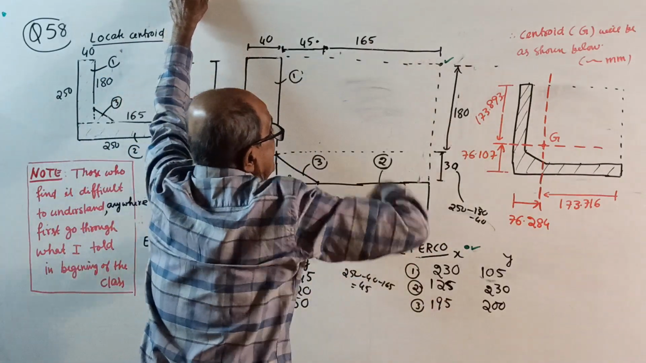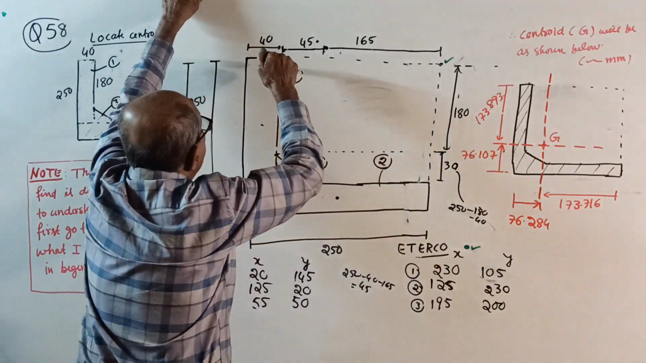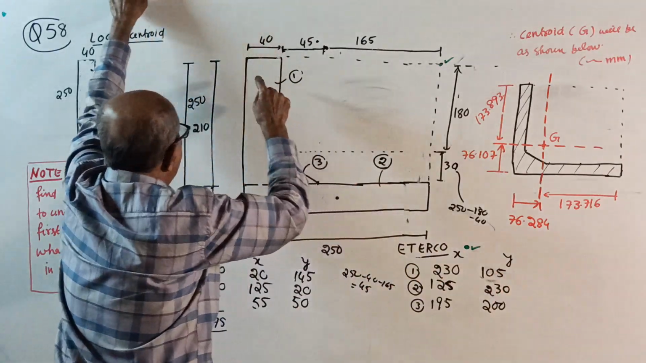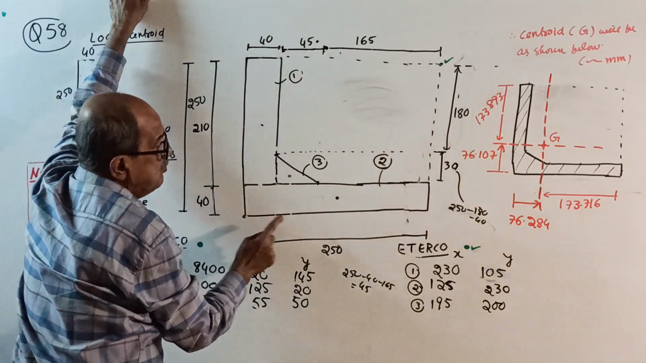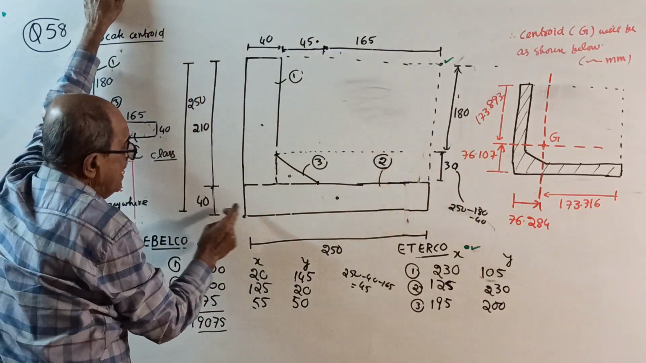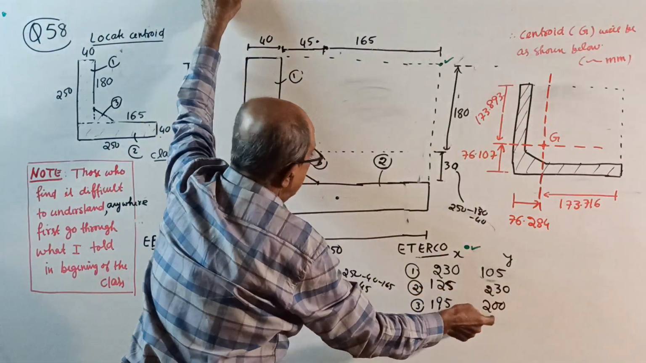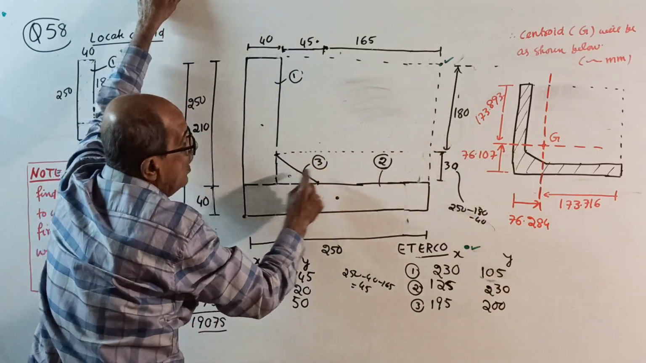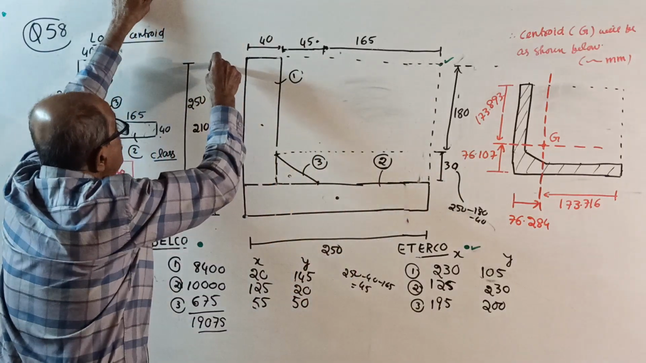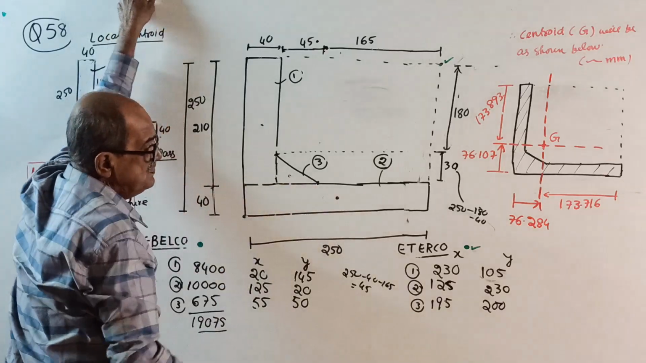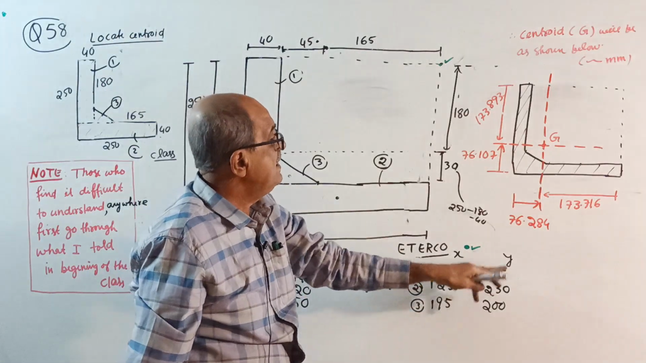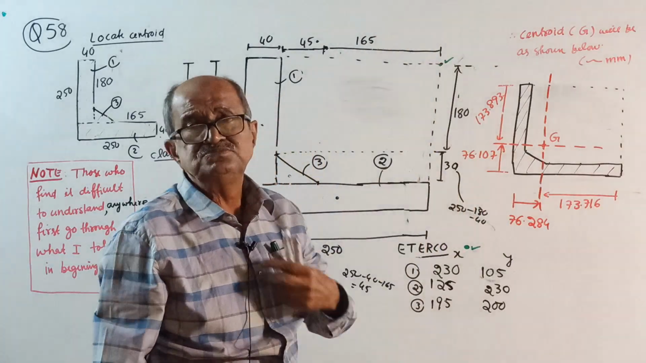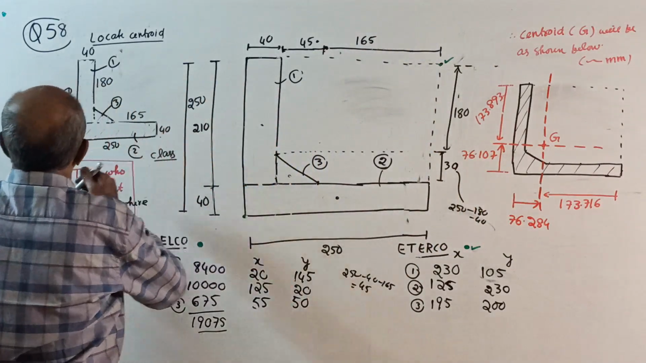Y, from there, which one? I am telling Eterco now, Y. Y1, half of 210. Y2, 210 plus half of 40, or 250 minus half of 40. 3. 180 plus 2 by 3 of 30, or 210 minus 1/3 of 30. You will get this X bar, this Y bar. Enjoy the calculation. Over. Now today's class, last question.